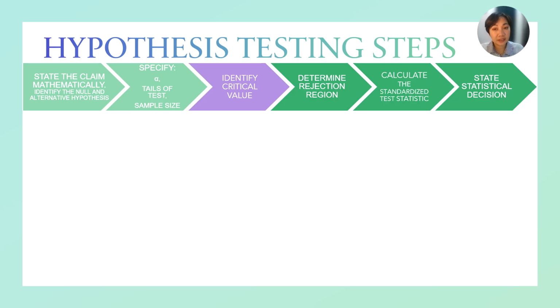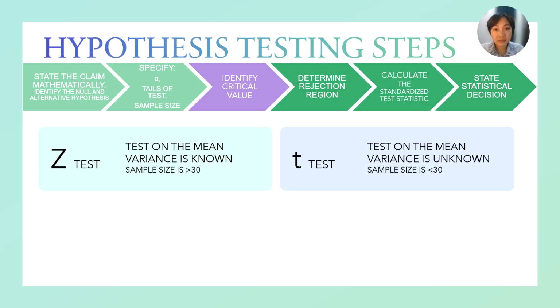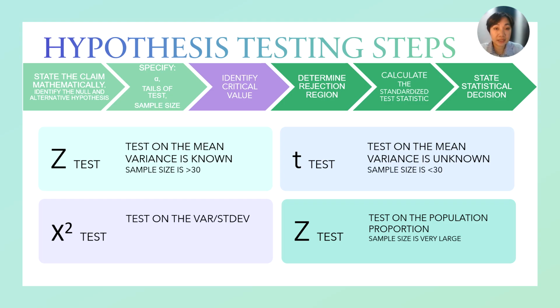Step 3 is identifying the critical value based on 3 variables we identified from the last step. From step 1, you identify the parameters used, right? If it's an average, we use the z-test or the t-test. If the parameter is standard deviations, then it's a chi-square test. And if the parameter is a probability or a proportion, then it's a z-test on proportion. From step 2, you identified what table to use to finally find the critical value.